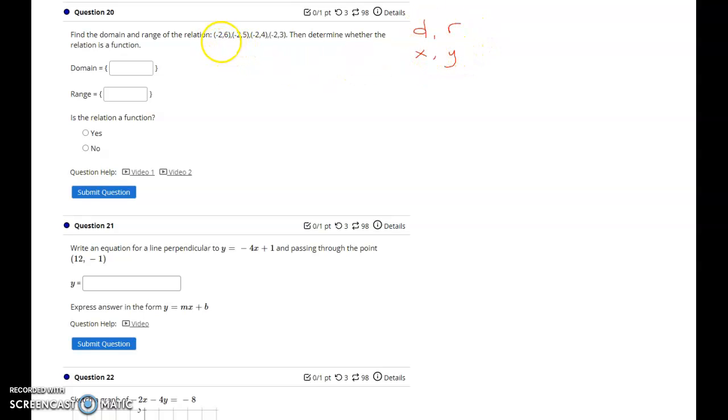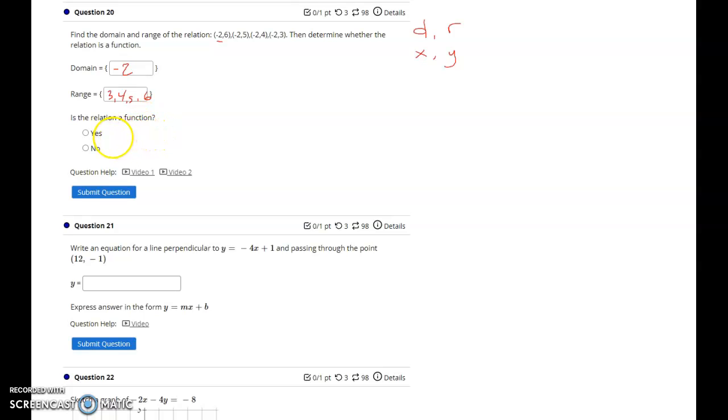Well, in this case, notice the domain is just -2 repeated. So we don't need to list -2 4 times, we just say it once. So the domain is -2. Now the range is 6, 5, 4, 3. Typically you want to list these from least to greatest. So 3, 4, 5, and 6.